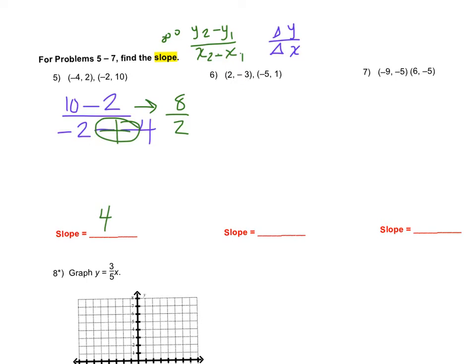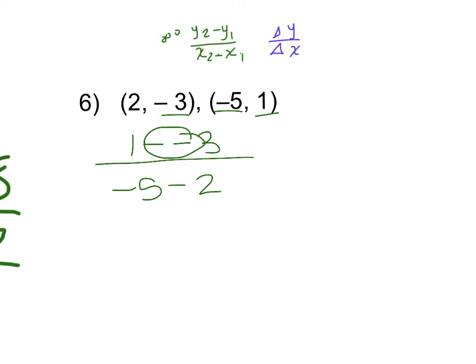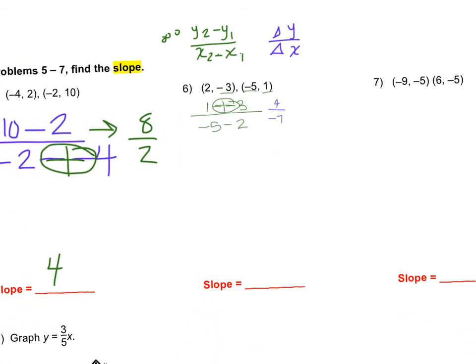Let's look at the bottom, number 6. I think I messed this one up. Let's see. So we've got 1 minus negative 3 over negative 5 minus 2. The double negatives become a plus. 1 plus 3 is 4. Negative 5 minus 2 is negative 7. Now, slope is either positive or negative, so when you get 4 over negative 7, there's only one negative, so that means that the whole slope is negative, and it's negative 4 over 7.